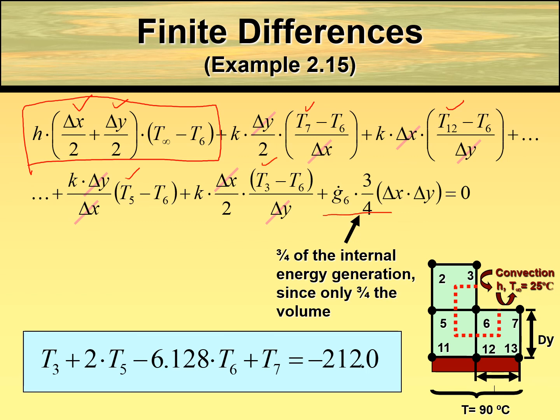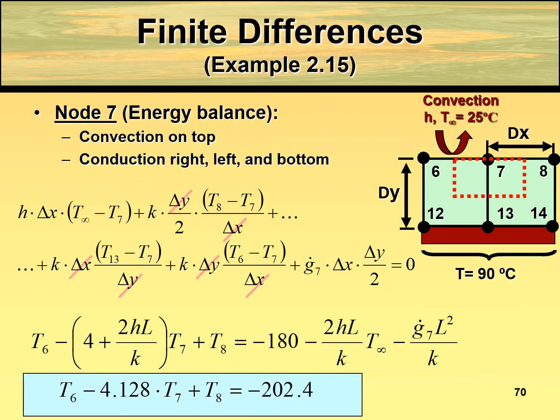And then not forgetting our heat generation. So heat generation here is 3/4, because this is 3/4 of the whole node. So you can put 3/4 delta x times delta y, and that will give you this equation. Do the same thing for node number 7. So node number 7 is this way. You have heat transfer here, here, and here. So from here is convection. So that is given here.